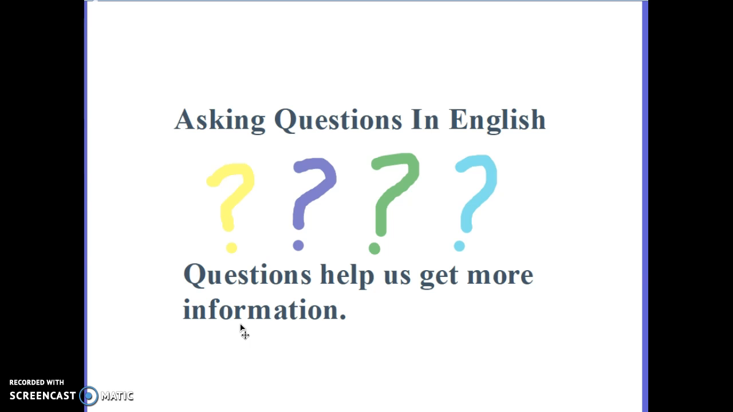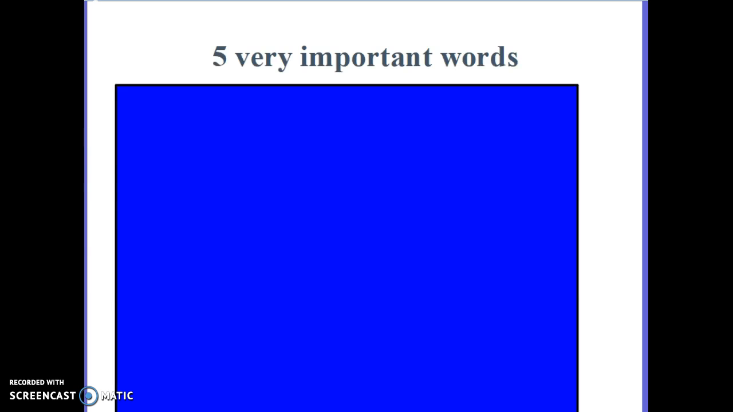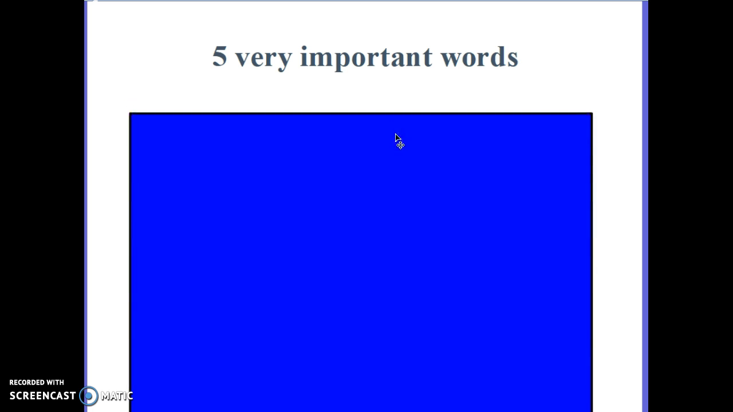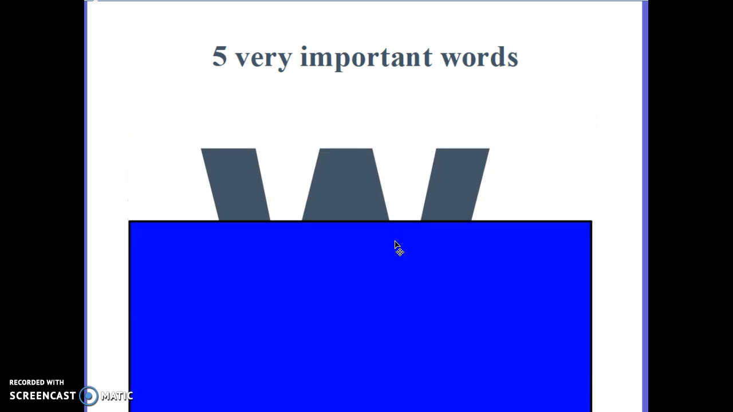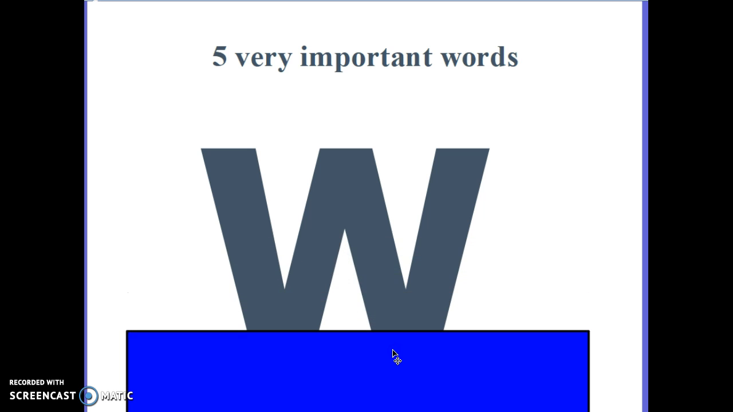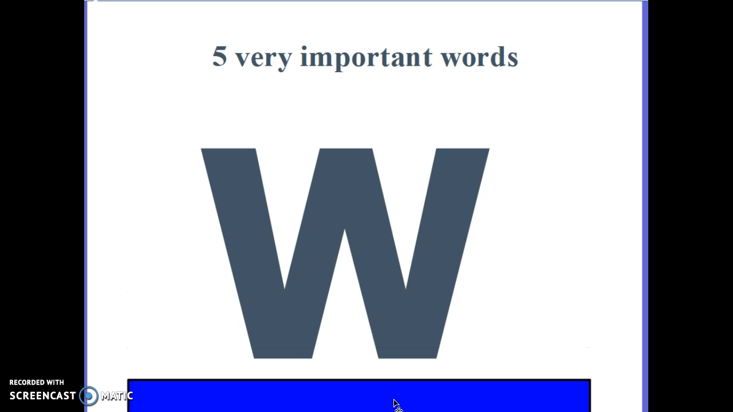And there are several different rules for asking questions, one of which we're going to be discussing today. There are 5 main words you need to know when asking questions in English, and they all start with the same letter. Do you know what letter they start with? Some of you might be thinking about some question words that you already know. The letter that we're talking about today is W. When we think about question words, we think about the letter W.